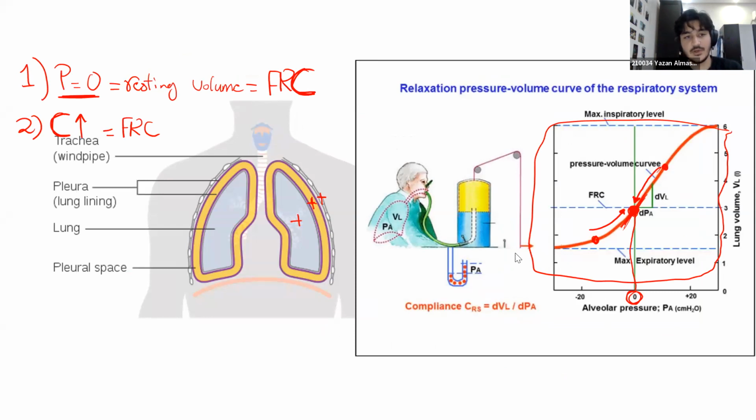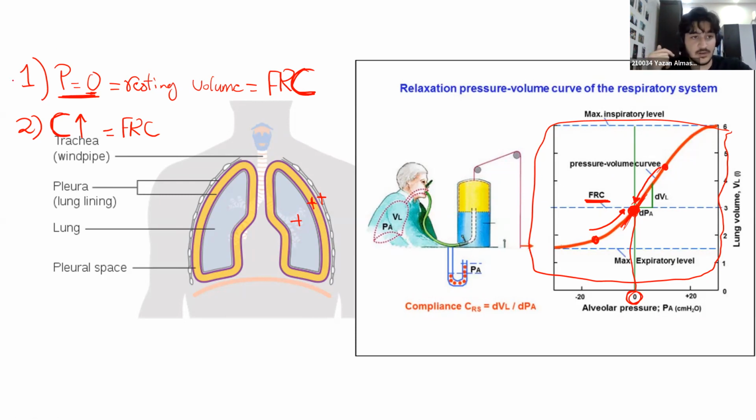Okay, so these are the two most important things to look at. Again, repeating, in this graph we're talking about the whole respiratory system. We're not just talking about the lungs. First of all, we look at the point where pressure equals 0. This point is here, and it's known as the resting volume. At the resting volume, it just happened to be at the FRC for the respiratory system. What that means to us is that the respiratory system will always try to move towards FRC, or the resting volume. That's the first point.